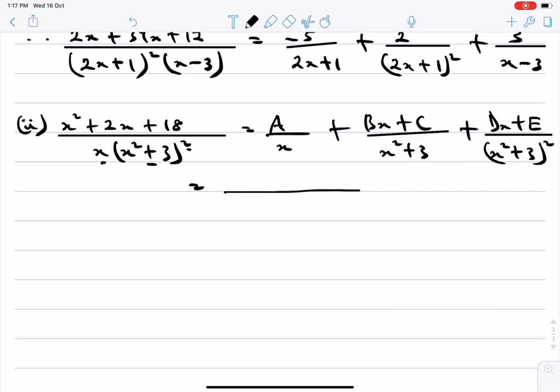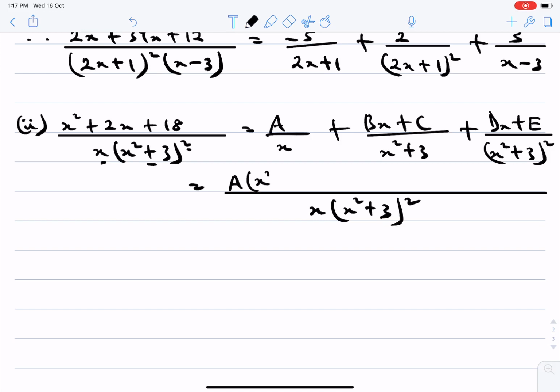So the LCM of the denominators is still x times x squared plus 3 squared, and this means a times x squared plus 3 all squared, plus b times x squared plus 3.